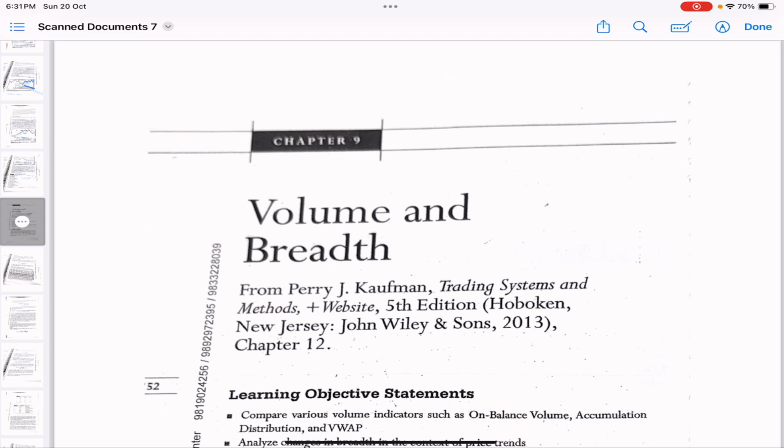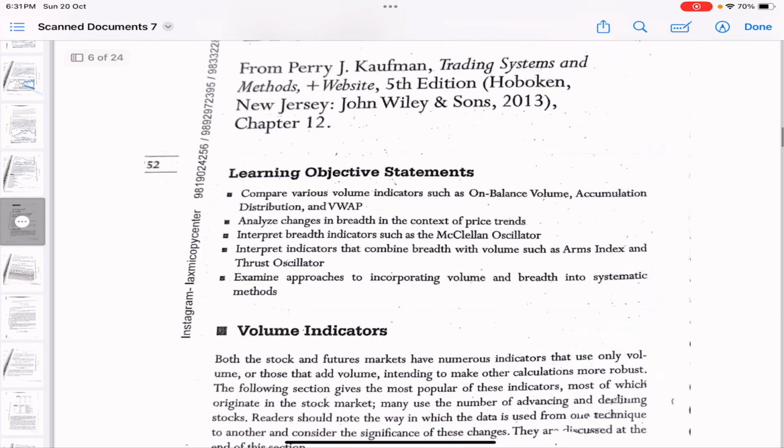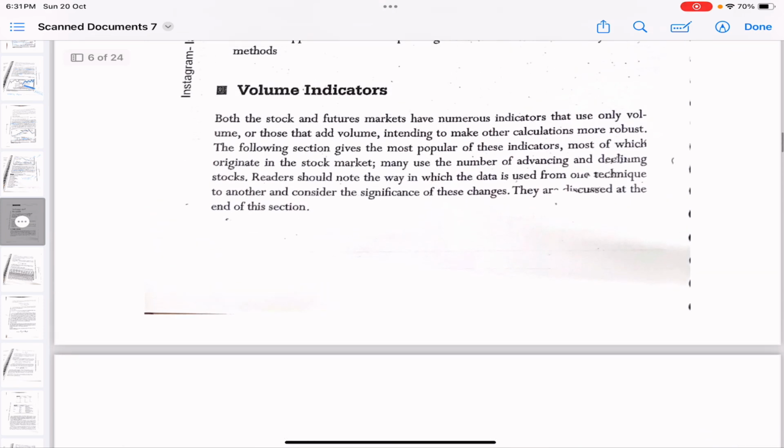In this chapter, we'll be talking about various sorts of volume indicators like the on balance volume, accumulation distribution, and VWAP. We'll also see how you analyze the changes in breadth in context of the price trend, and we'll be seeing various sorts of breadth indicators as well. Let's start with what are volume indicators.